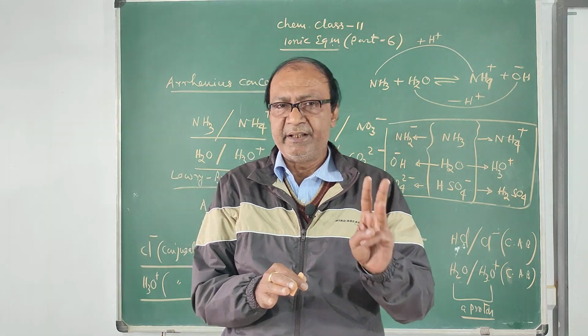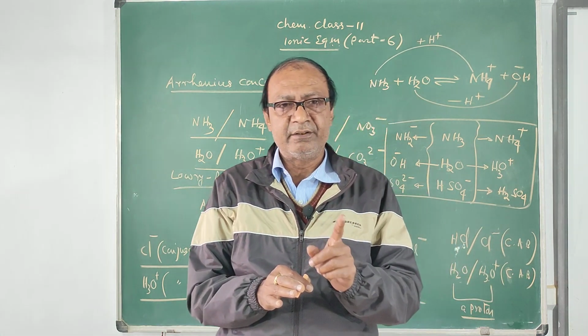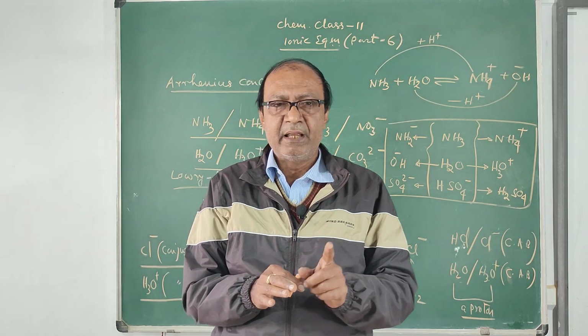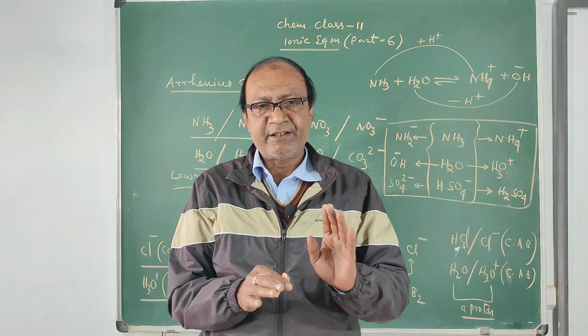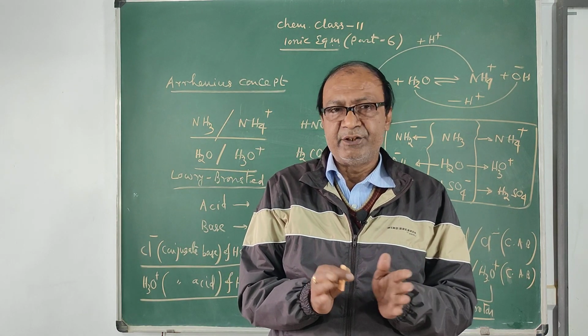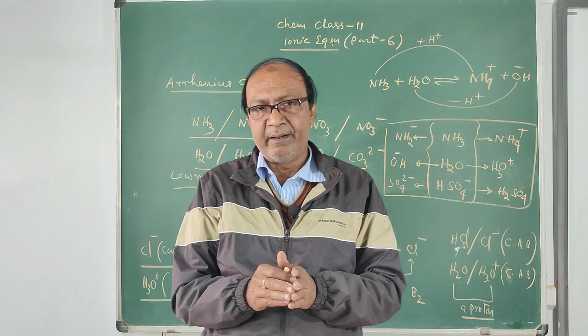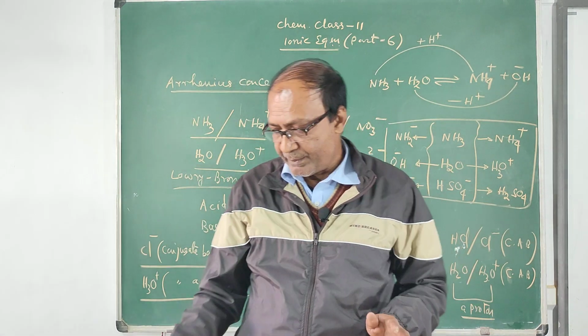You will read these three concepts: Arrhenius concept, Bronsted concept of acid and base, and Lewis concept of acid and base. Okay, next class we shall discuss the weak acid, their dissociation, and how to find the pH and pOH of weak acid and weak base.